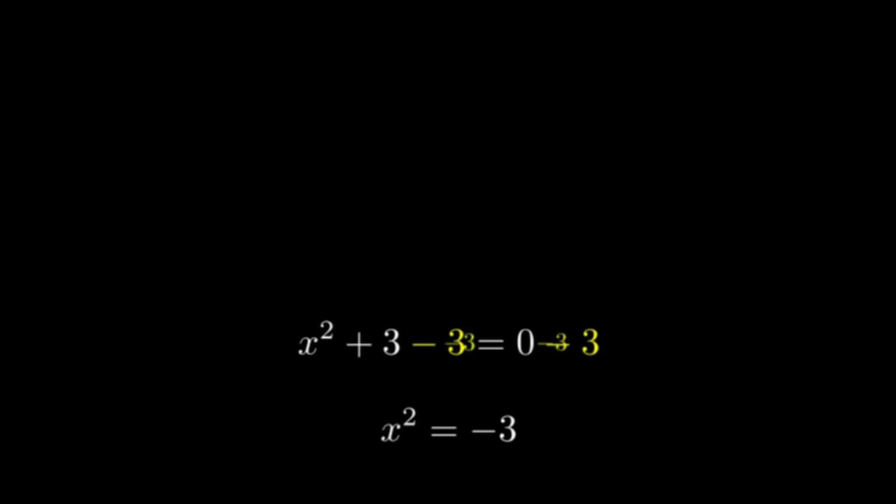Watch as we move the negative 3 terms across the equation. These highlighted negative 3 terms represent the same value being subtracted from both sides of the equation. The equation remains valid because we're applying identical operations to both sides. After simplification, we arrive at x squared equals negative 3.